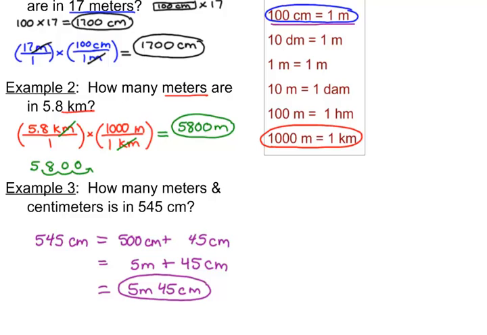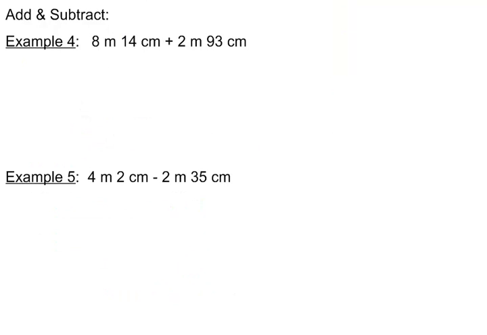We've got 2 more examples using the metric system. This time we're going to add and subtract. So I have 8 meters, 14 centimeters. Don't forget to write your labels. And I'm going to add 2 meters, 93 centimeters. You have to add the same units. So we'll first add the centimeters, and 14 plus 93 is 107.